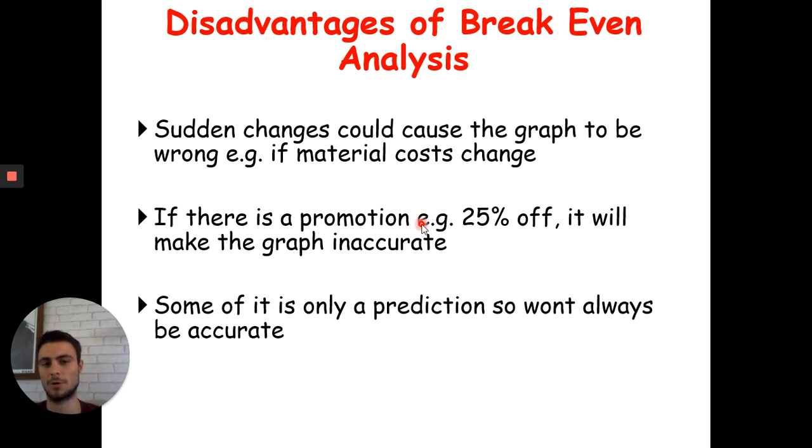If there's a promotion on your products, again, the graph will be inaccurate. So if you decide to do an offer of 25% off, your graph and your break-even point will be worked out on full price. So if you do anything like that, it's harder to work out exactly how many you need to break even. And lastly, you're only predicting whether it's realistic or not. So there's nothing to say it's an absolute fact. So it's all a prediction.